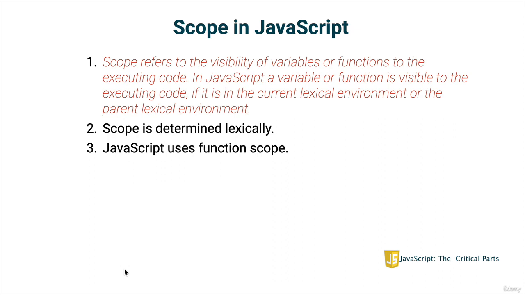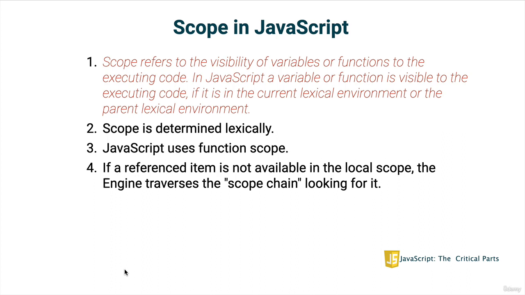Now, JavaScript uses function scope. So a function creates an execution context, and that variable environment that is created with that execution context helps determine our scope. So JavaScript uses function scope.